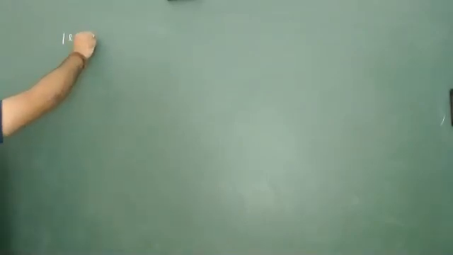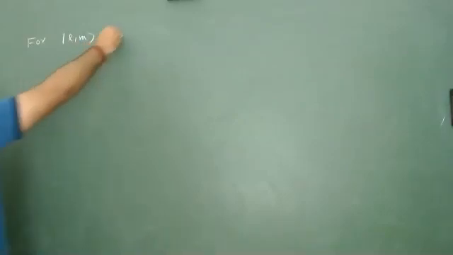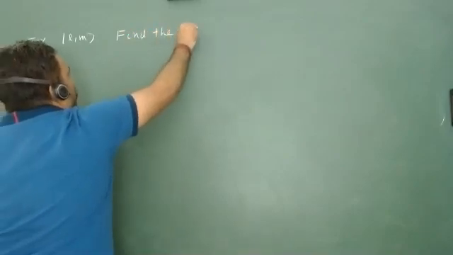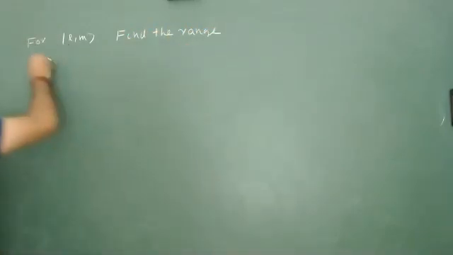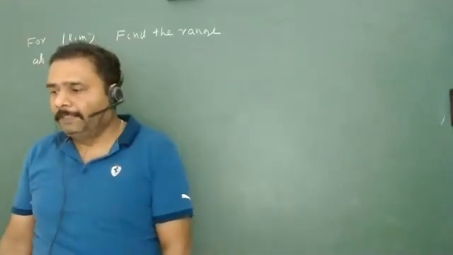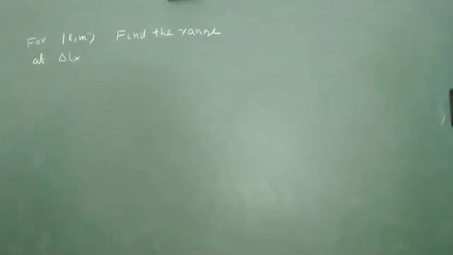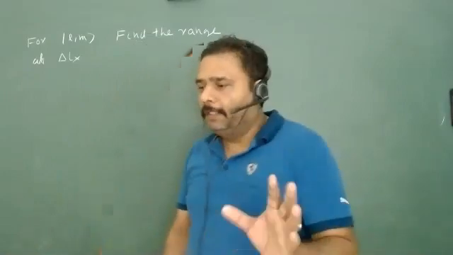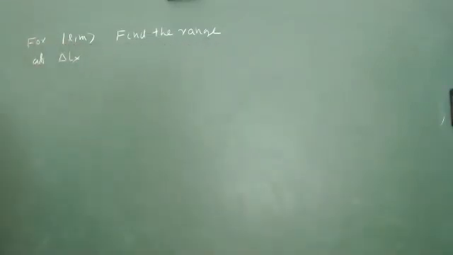So for the given value of L and M, find the range of delta Lx. Range means what will be the limit of delta Lx. We just want to calculate for the given value of L, M. I am not taking a superposition of states right now, sorry, an eigenstate. We will do it, but right now we are just talking about what will happen for |L M>.